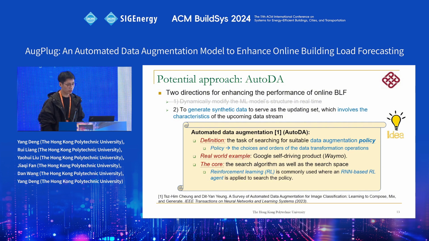We leverage automated data augmentation, which is also known as AutoDA. It provides us a solution framework. AutoDA is a task of searching for a data augmentation policy for a given dataset and has been applied in real products such as Google self-driving. The key aspect of developing AutoDA is the search algorithm to find the optimal policy. A typical search algorithm in AutoDA is reinforcement learning, where the RL agent explores the policies from the feedback of model accuracy. We follow this to design our solution.